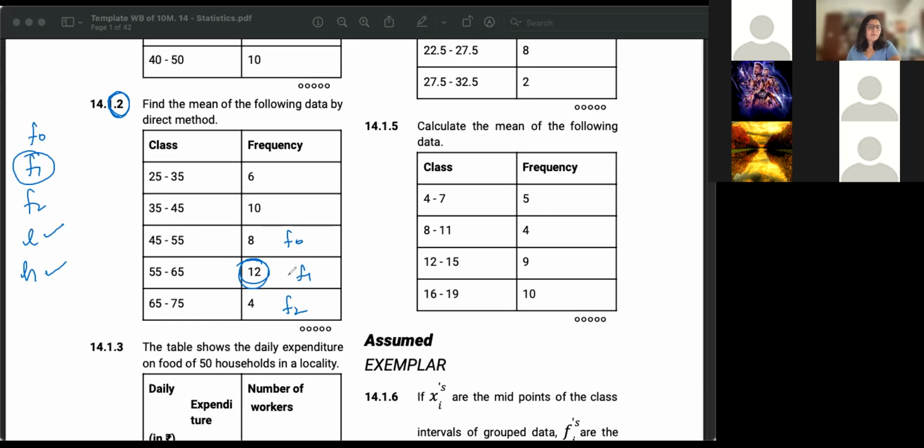So now you just have to apply it directly in the formula. Have you noted the formula? We don't have to make any extra column. This is pretty direct. So identify it in the table, or before you start the question, write down the modal class is 55 to 65. Hence write the value of F0, the value of F1, the value of F2, what is L, what is H. Indicate all of these, then put them in the formula and then do the calculation.